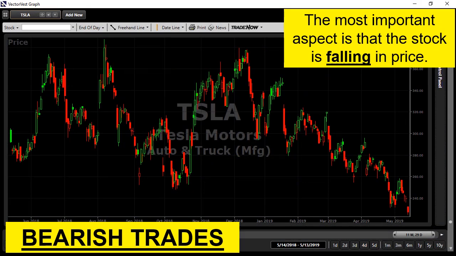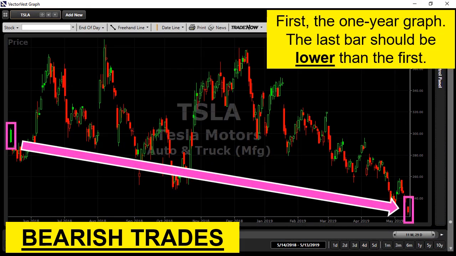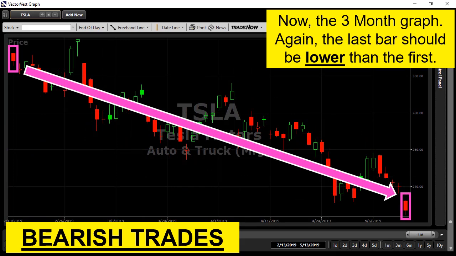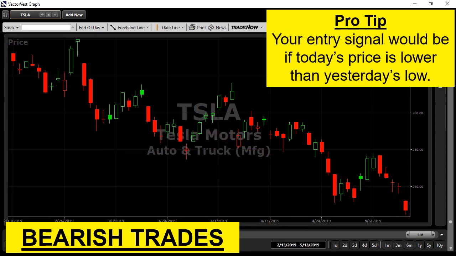The most important aspect is that the stock is falling in price. Again, start with a 1-year graph, and the last bar should be lower than the first. Then again, go to a 3-month graph, and the last bar should be lower than the first. Again, here's your pro tip. Your entry signal for the bearish trade would be if today's price is lower than yesterday's low.